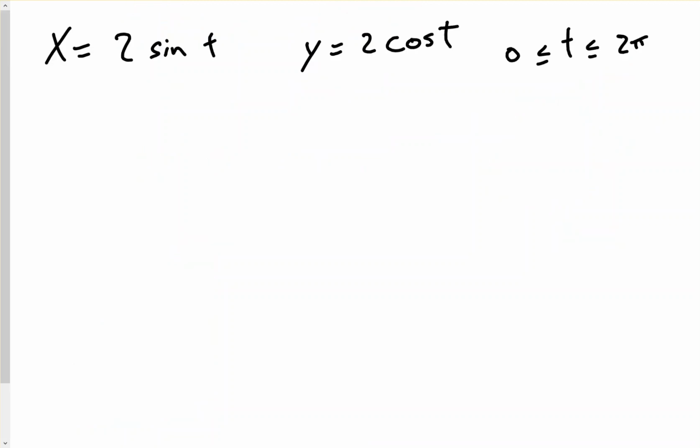Okay, take a look at our next one. x equals 2 sine t, y equals 2 cosine t, and t is between 0 and 2 pi. Okay, so we want to be able to use our identity, right? We want to be able to say sine squared of t plus cosine squared of t equals 1. So that means we should try to solve this for sine t, solve this for cosine t. If I solve my x equals 2 sine t, that means I would divide both sides by 2. So my sine t would equal x over 2.